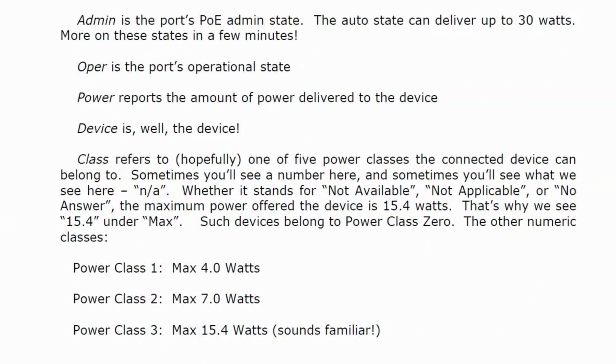Now, class refers to, hopefully, one of 5 power classes, predefined power classes, the connected device could belong to. Now, sometimes you're going to see a number there, and sometimes you're going to see what we just saw on the switch, N/A. When that happens, that device is said to belong to power class 0. And that's also why we see 15.4 under max, because when you see N/A and you've got a device in power class 0, the maximum power being offered the device is 15.4 watts.